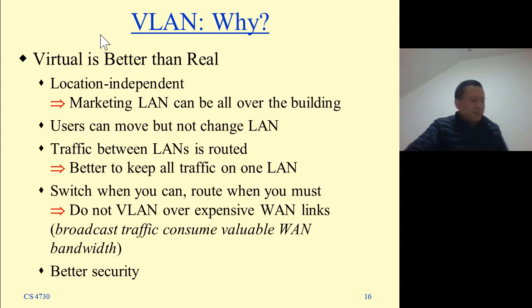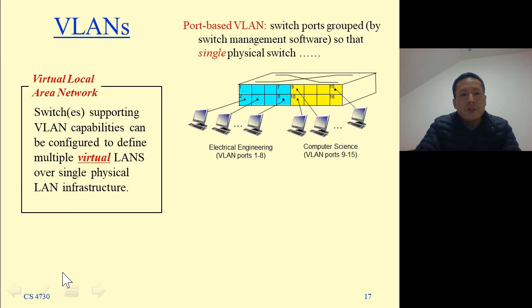As a matter of fact, those are the principles. A switch is usually cheap. A router is usually more expensive. Okay, because a switch is fast. So usually you do not do VLAN over very expensive WAN links, because the broadcast traffic consumes valuable WAN bandwidth. Okay. Also bad security, as I mentioned.